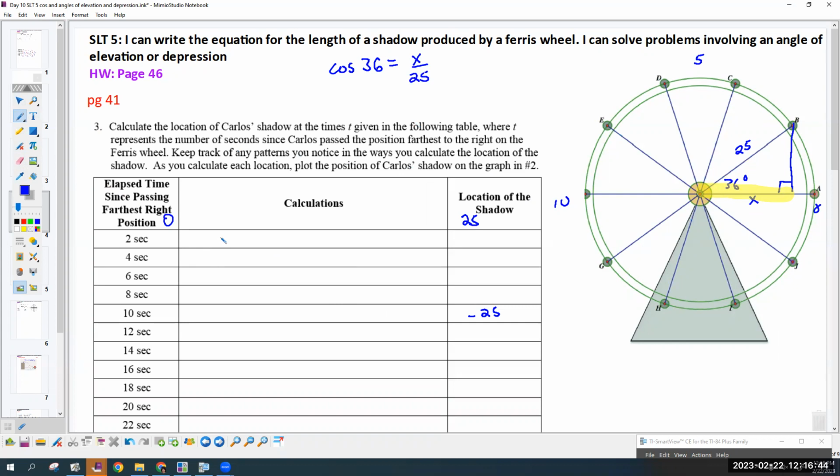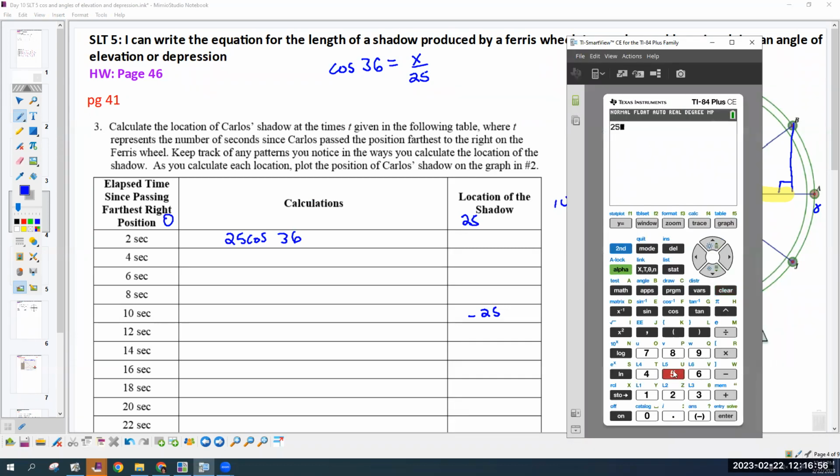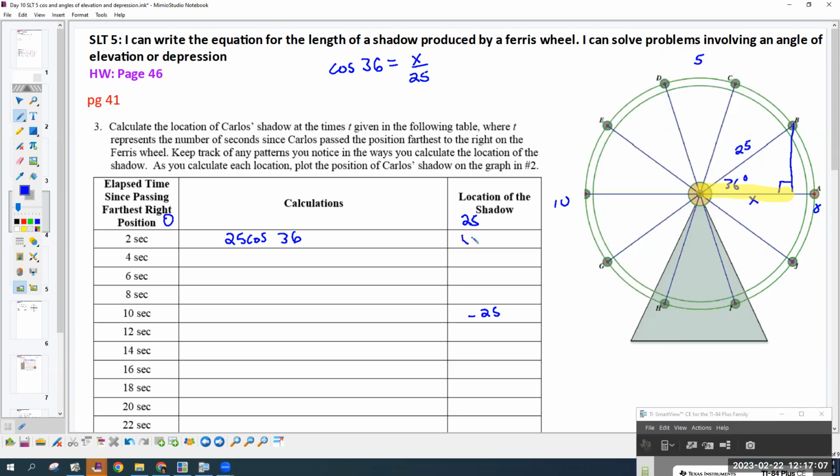So my calculation for 2 seconds will be 25 cosine 36. Let's put it in: 25 cosine 36. And I get 20.2 feet.